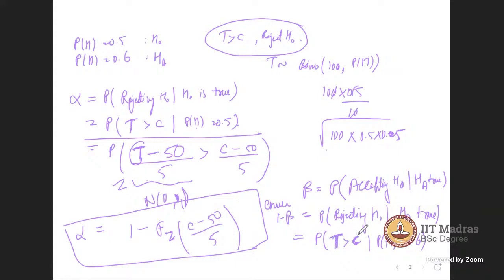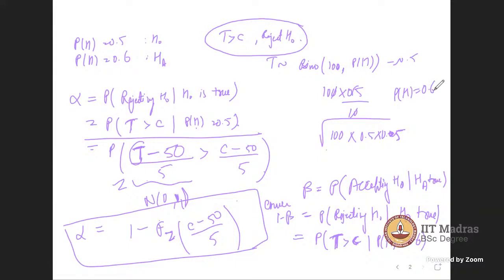Mean of T is 50. Not 50. In that case, probability of head was 0.5, so it was 50. Now you have changed the probability of head to be 0.6. Okay, 100 into 0.6, that is 60.